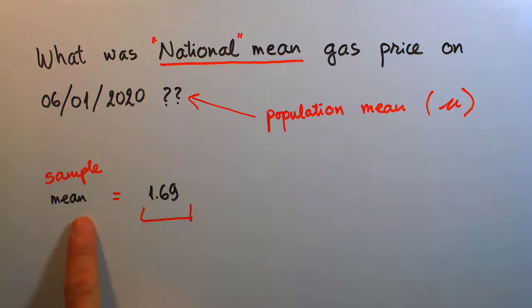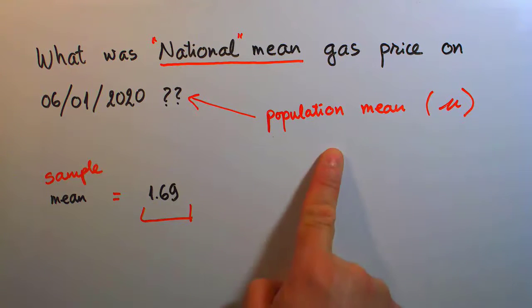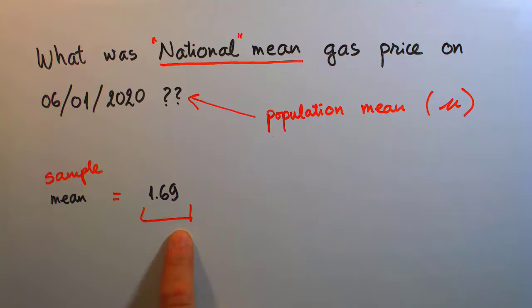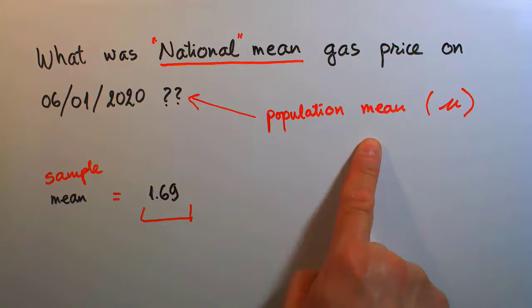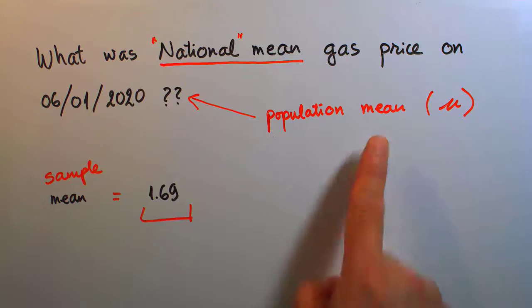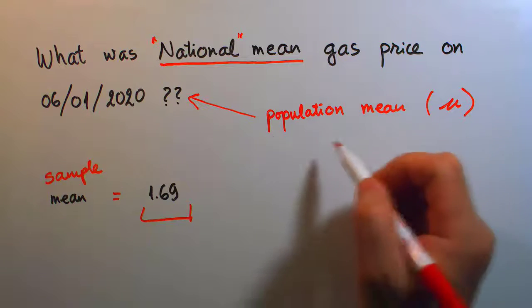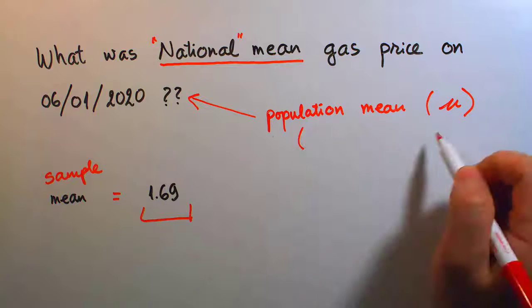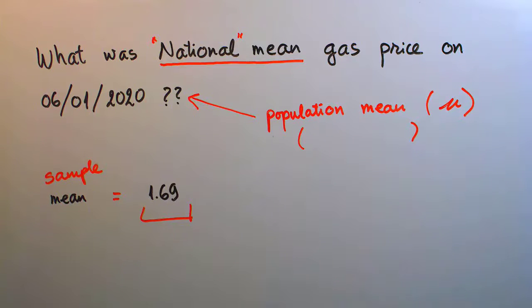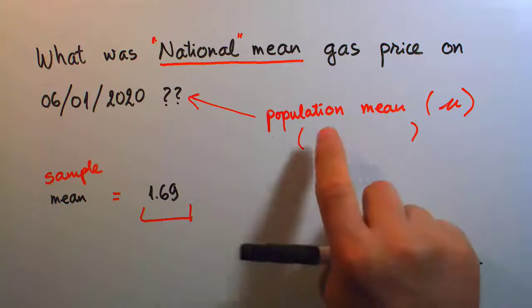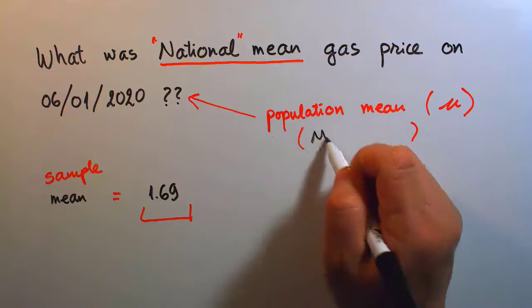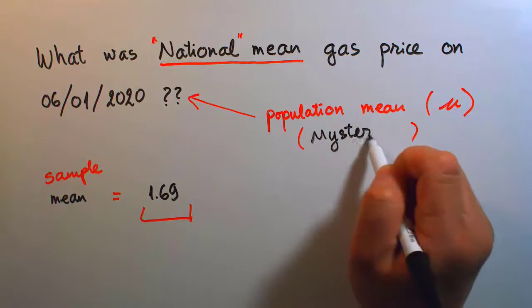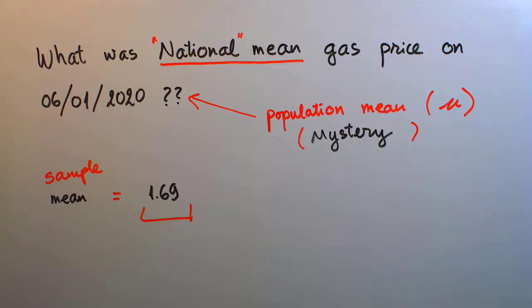So a sample mean can represent a population mean, but it will never be the actual population mean. Or in other words, I have to put a comment here: this population mean that we're looking for at this moment, even though I thought 1.69 was the answer, now I realize the population mean here is still a mystery to us. For now, it's still a mystery because I didn't search enough.